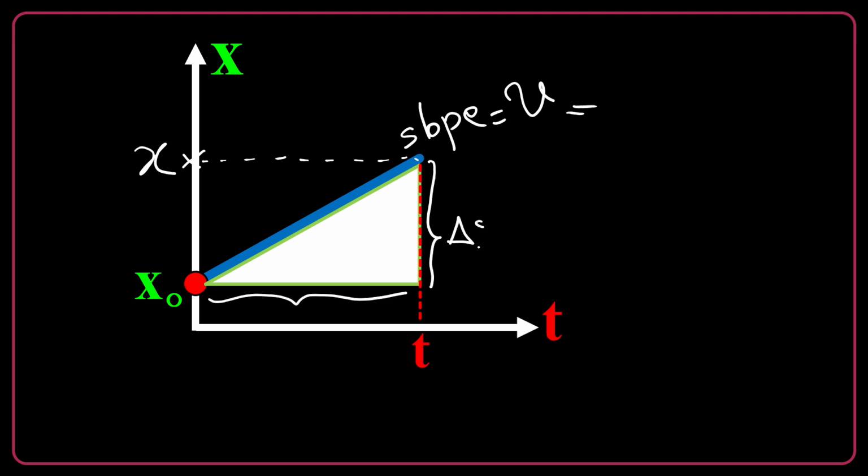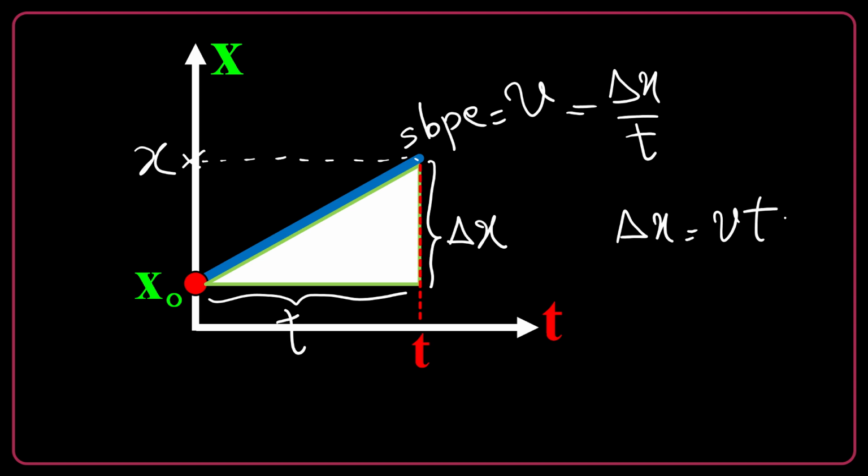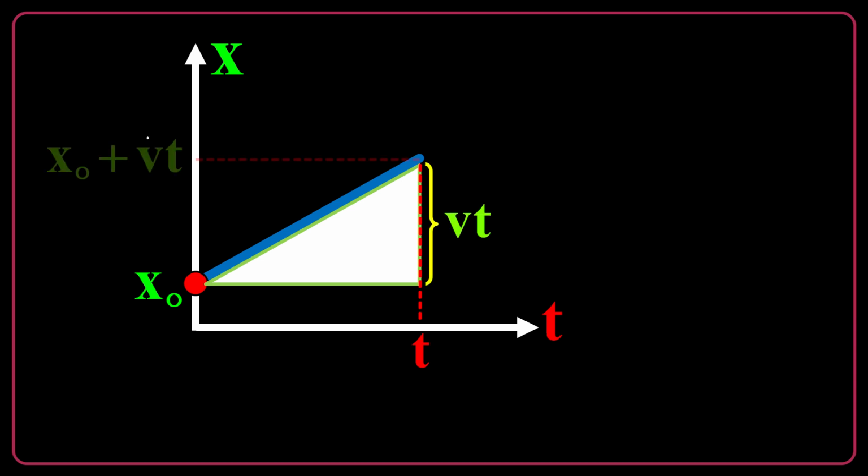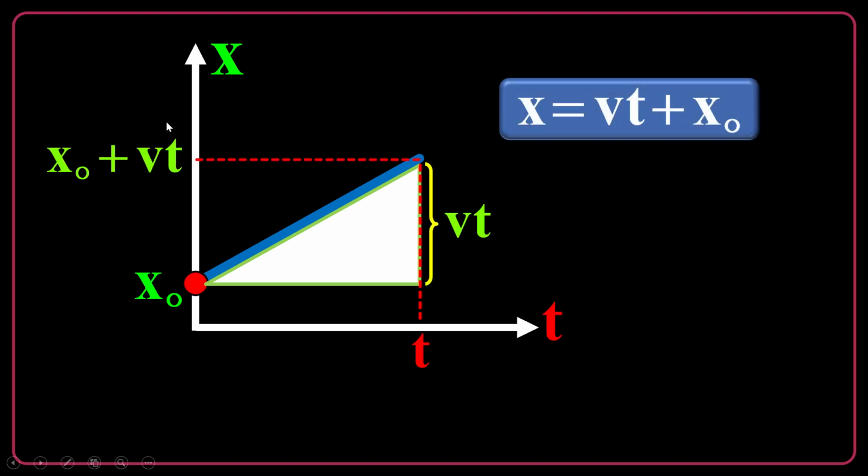This means that this is delta x over t, okay? Height over base, delta x over t. So I expect delta x to be vt, that's all. So here x is equal to x naught plus vt, finished. I did it. So the equation of motion will be x equals vt plus x naught.